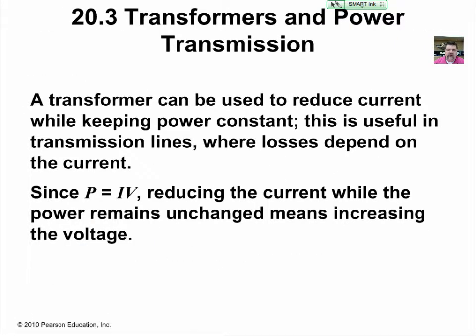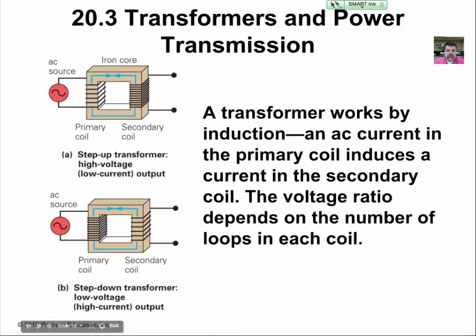So a transformer can be used to reduce current while keeping power constant. This is useful in transmission lines where losses depend on the current. Remember that power P is equal to the current I times the voltage V, and so reducing the current while the power remains unchanged means increasing the voltage. And so a basic transformer works in this way.